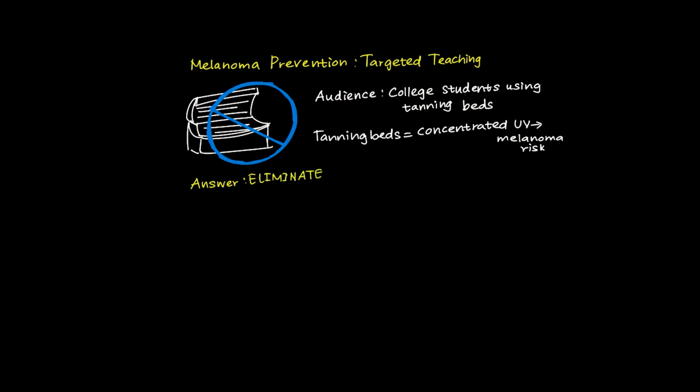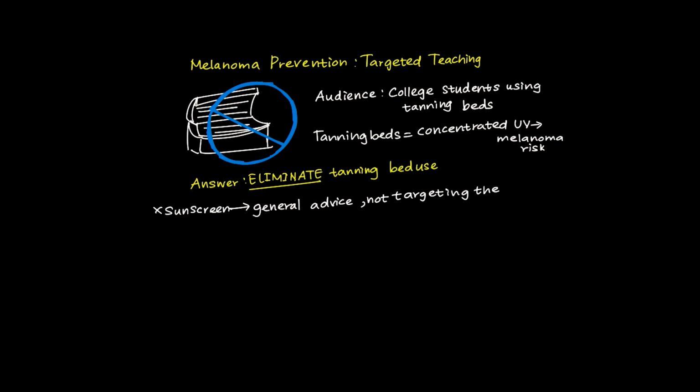Sunscreen is important generally, but it doesn't address the identified behaviour. These students aren't asking about beach protection. They're telling you they use tanning beds. Protective clothing targets outdoor exposure, not the indoor UV bombardment happening in tanning salons.